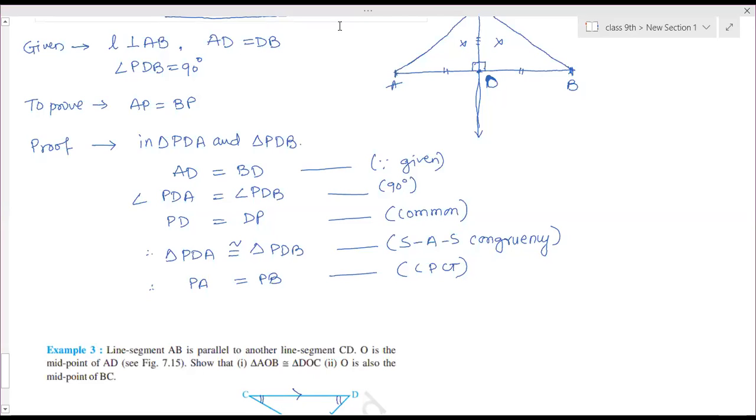Ma'am, for Sunday's test, should we study only NCERT or even RS Aggarwal as well? NCERT first chapter, nothing is there what I will ask from outside the NCERT. Okay, ma'am.